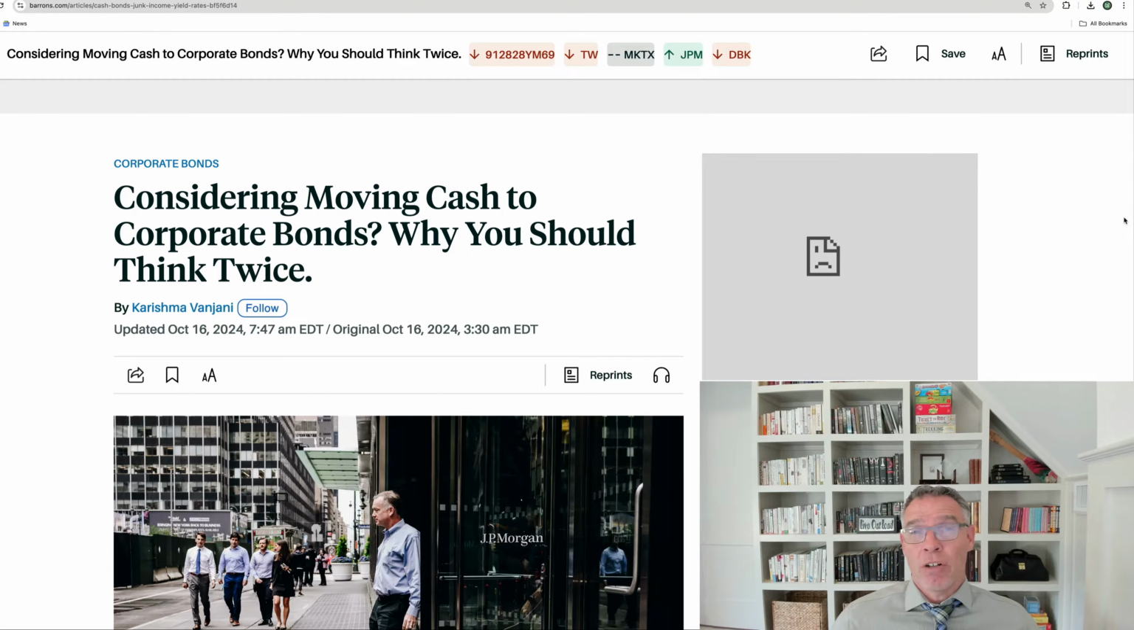And you may have seen this article in Barron's talking about folks considering moving their cash to corporate bonds and why you should think twice about it. And the gist of this article has to do again with those U.S. corporate spreads versus U.S. Treasuries.